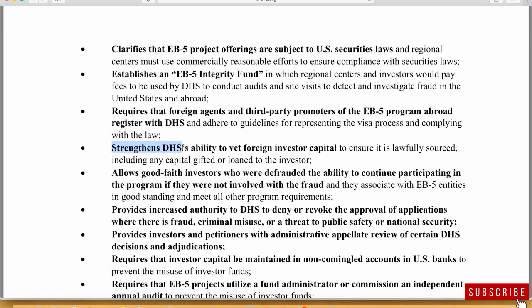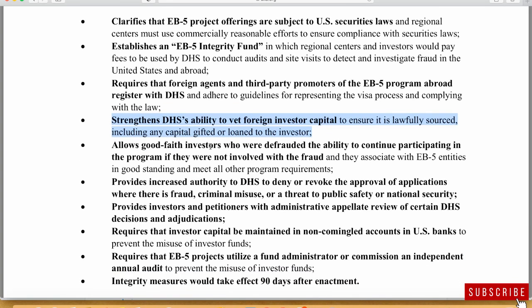Strengthens the ability of DHS to vet foreign investor capital to ensure it is lawfully sourced, including any capital gifted or loaned to the investors. Again, very important. Allows good faith investors who were defrauded the ability to continue participating in the program if they were not involved with the fraud. Provides increased authority to DHS to deny or revoke the approval of applications where there is fraud, criminal misuse, or threat to public safety or national security.